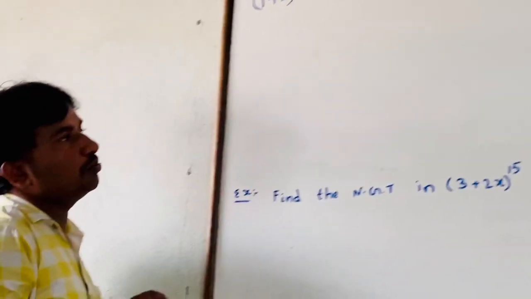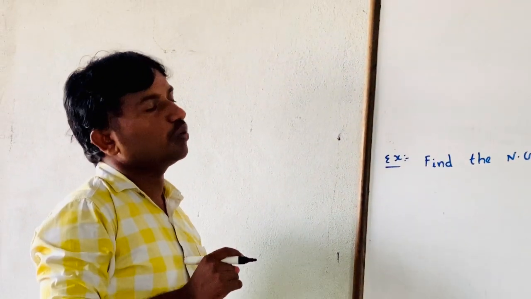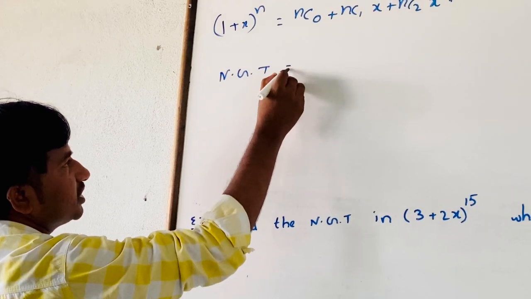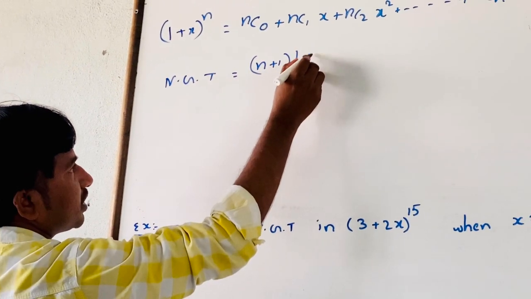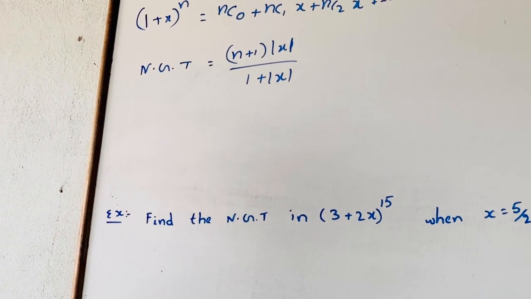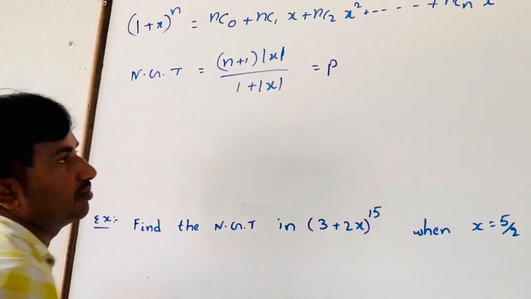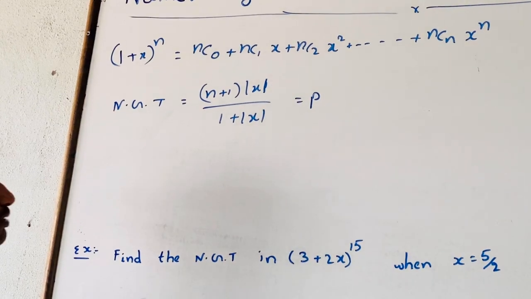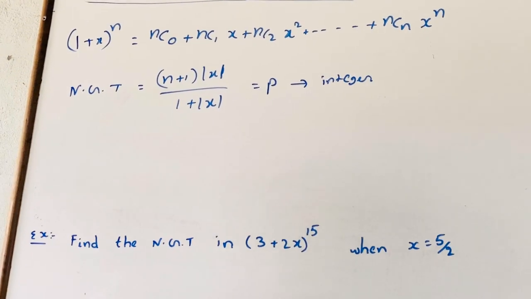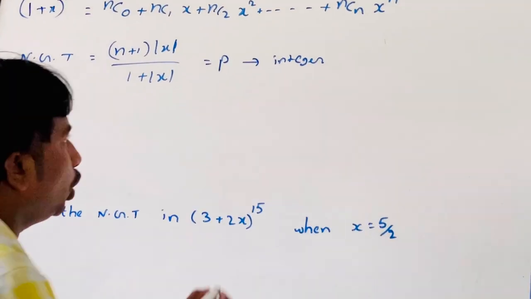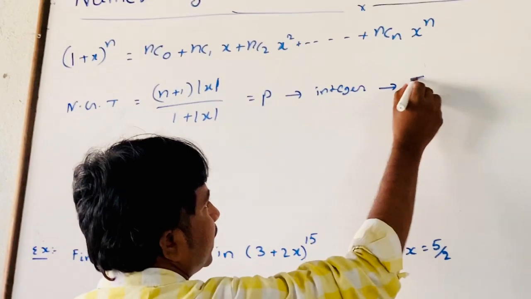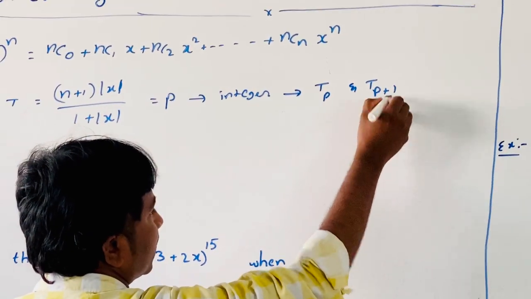Now, how do we find the numerically greatest term in the binomial expansion of (1 + x)^n? We have a formula. The numerically greatest term, NGT, is found from (n + 1)|x| / (1 + |x|). For example, let this value be equal to p. If p is an integer, then in the binomial expansion there are two numerically greatest terms, that is Tp and Tp+1.